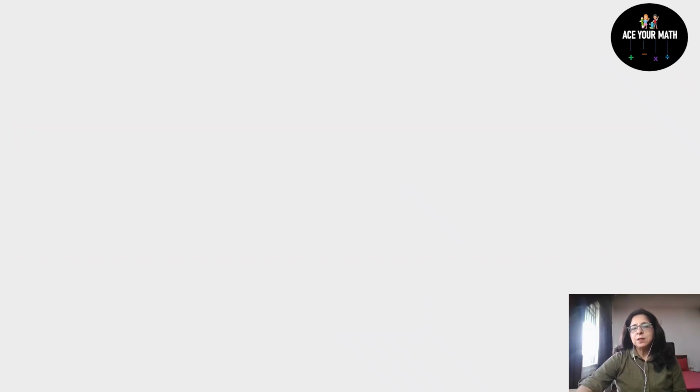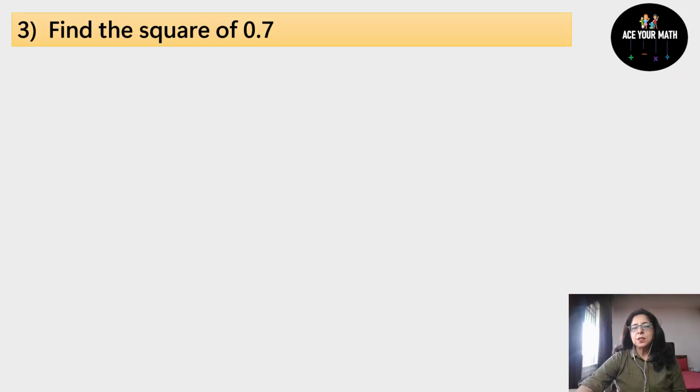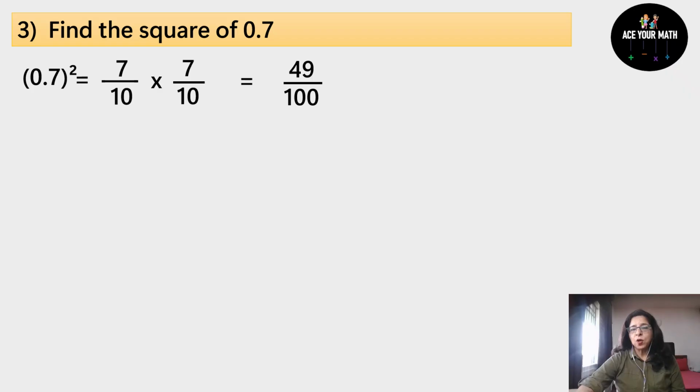Now look at the next 1 mark question. The question is find the square of 0.7. The given number is 0.7. We always try to solve questions in steps, because steps are very important in exam. So you need to find the square of 0.7. 0.7 can be written as 7 over 10. And since you are finding the square, you will take it two times. So when you take 7 times 7, it will give you 49. And 10 times 10 will give you 100. So the answer is 0.49.